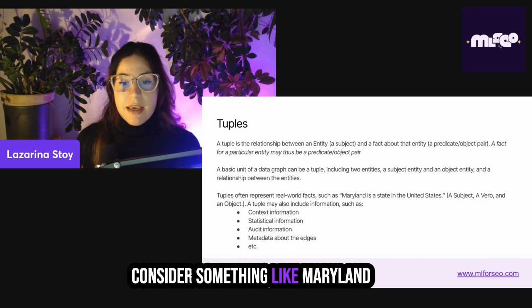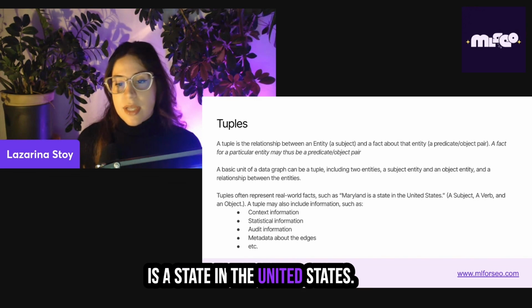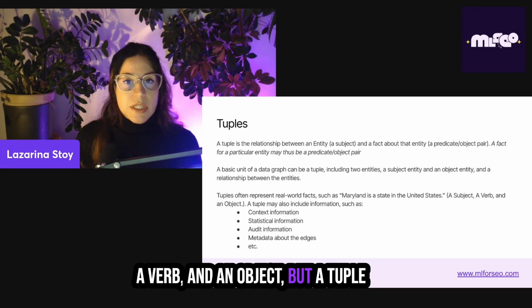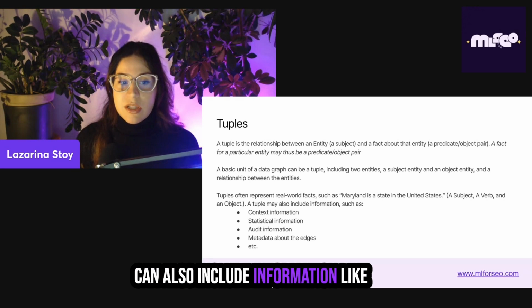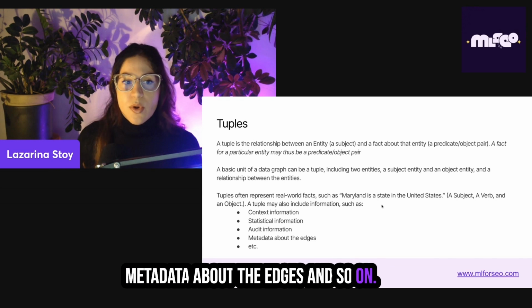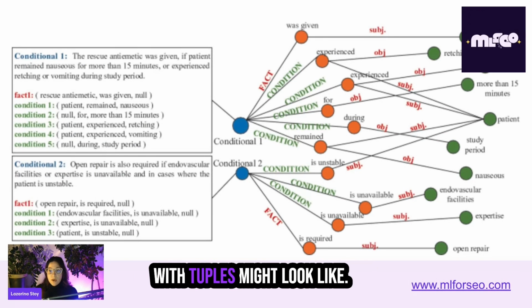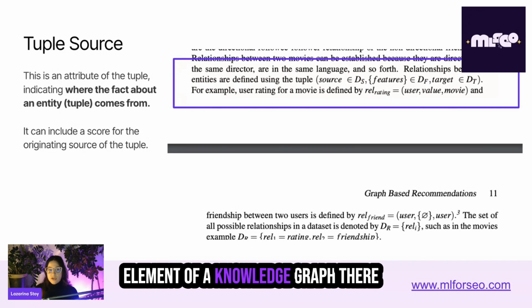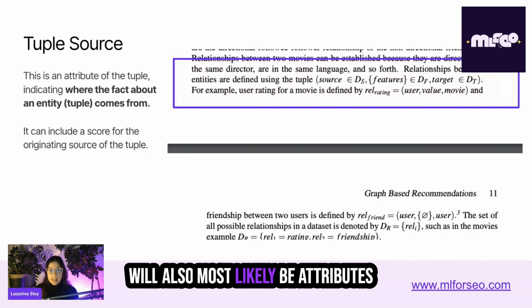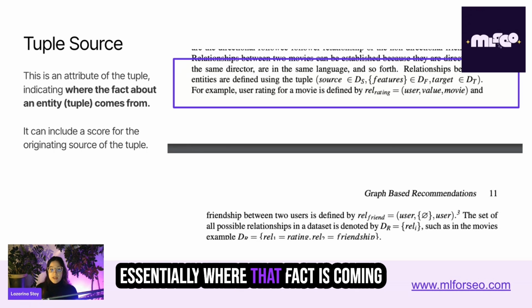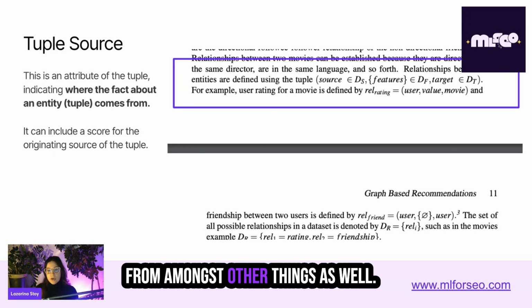Consider something like Maryland is a state in the United States. So this sentence would have a subject, a verb, and an object. But a tuple can also include information like context information, statistics, audit data about the edges, and so on. So this is what a knowledge graph with tuples might look like. Whenever a tuple exists as an element of a knowledge graph, there will also most likely be attributes related to that tuple that indicate essentially where that fact is coming from, amongst other things as well.